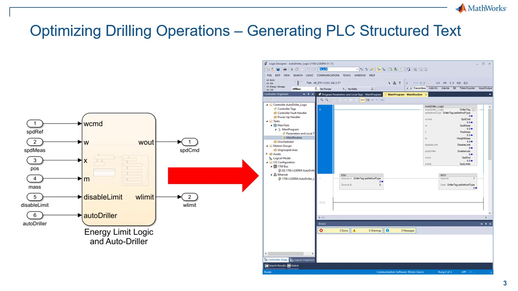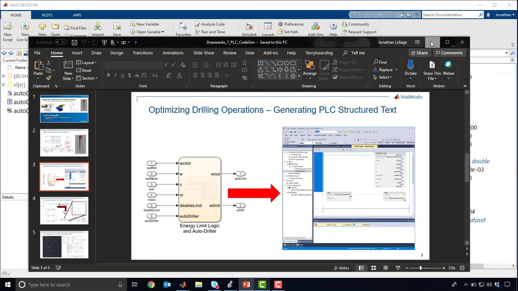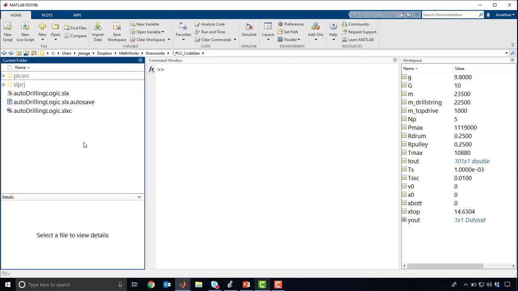All right, now that we've seen how to generate code from this chart, let's see how we can take the generated code and bring it into our PLC development environment. Now, keep in mind, whenever you generate code of any type, you're going to get a source folder, typically in your current folder.